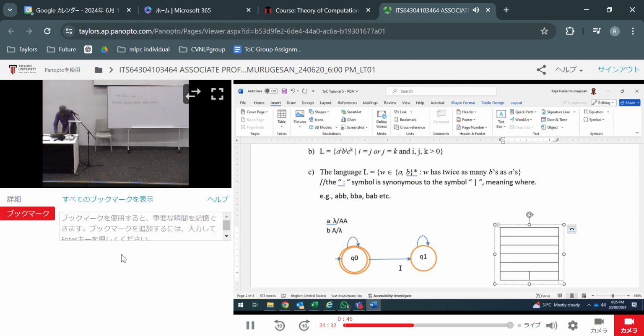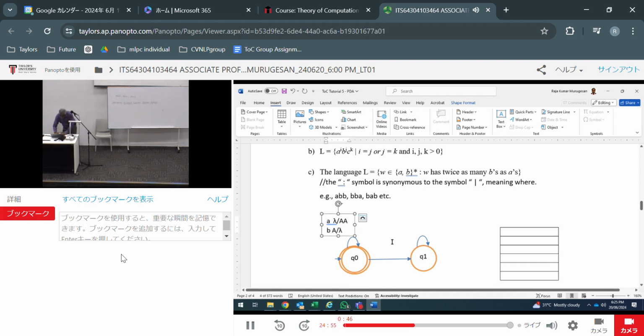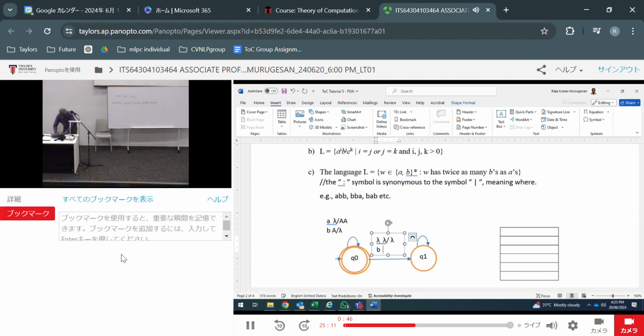So for BBA, I am going to do it at Q1, not at Q0. If I want to go from Q0 to Q1, I have taught you this during lecture previously. You would have forgotten, but never mind, I can explain again. I am going to do something called a lambda transition. This lambda means the input is nothing.